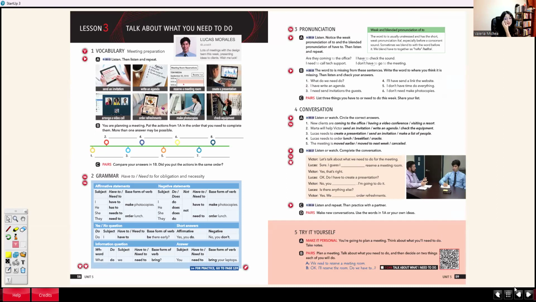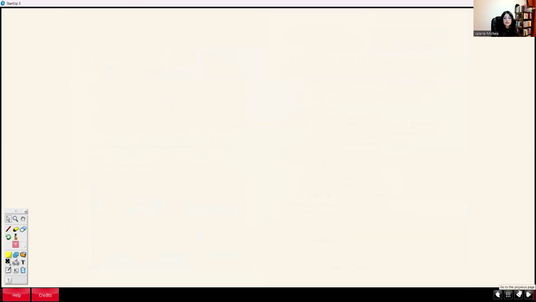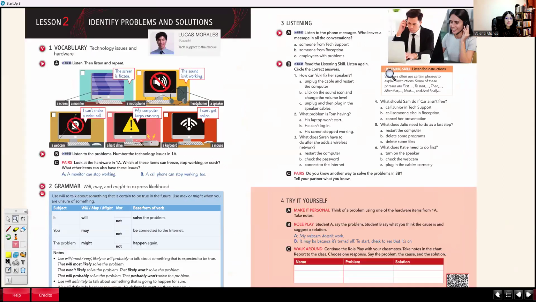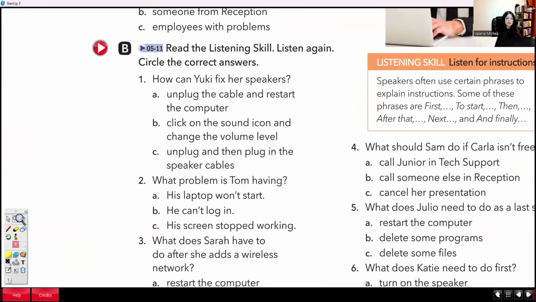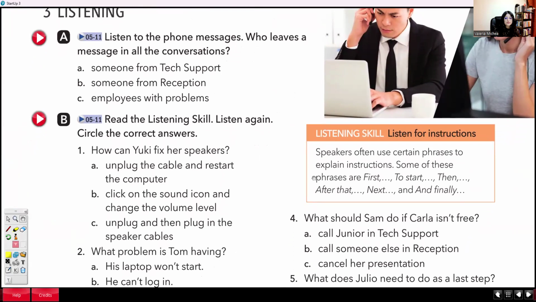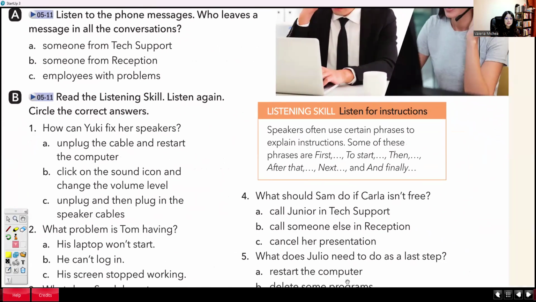So yeah, with that, I think we finished this unit. The only thing that I wanted to pay attention to was this listening exercise, because it was related to identifying problems. And I think it's a kind of good exercise in order to practice our listening skills. Right, so we are going to complete all of this. Just pay attention to the listening skill that we have here. Let me mark it, this one.